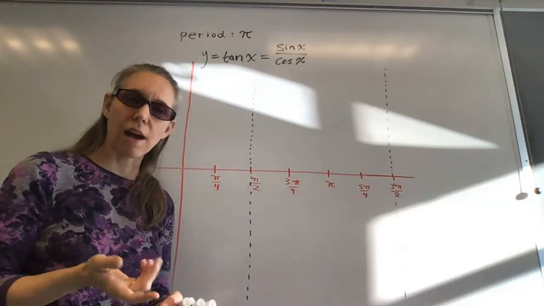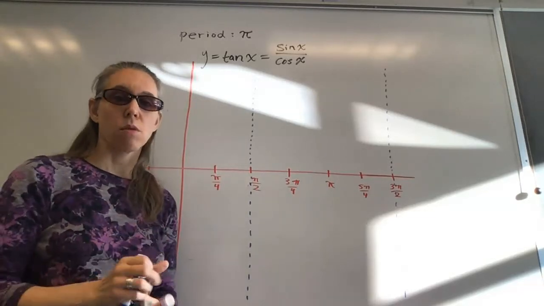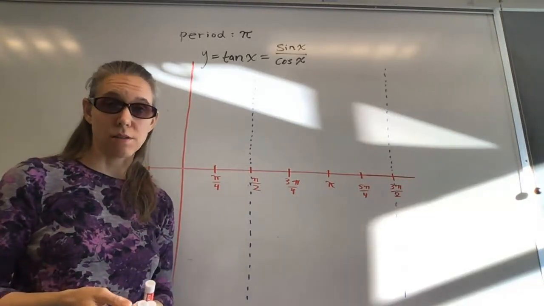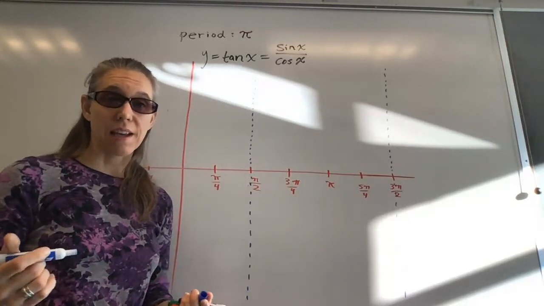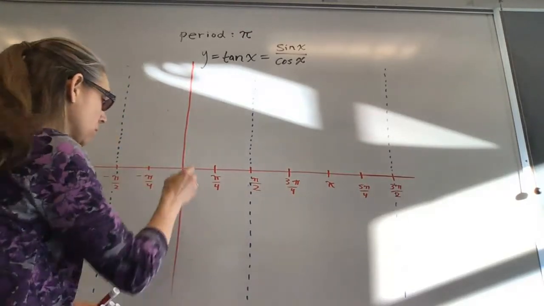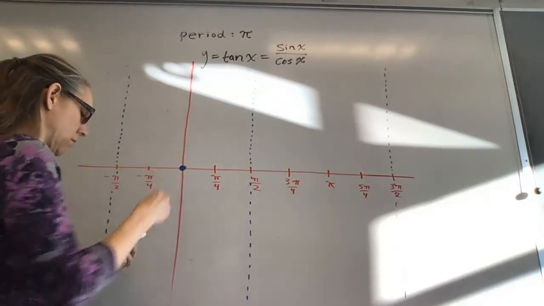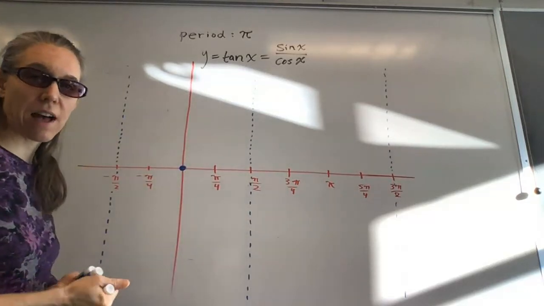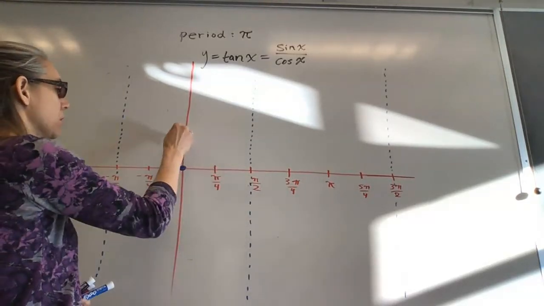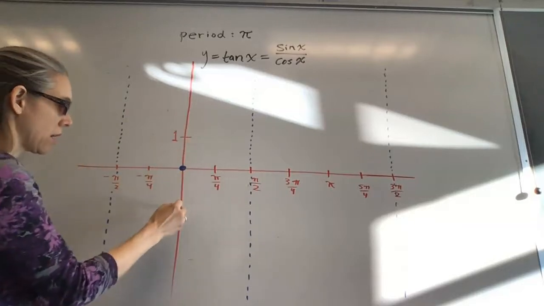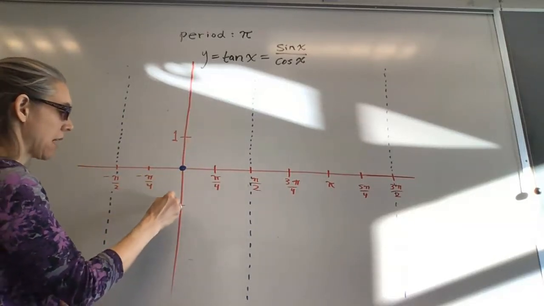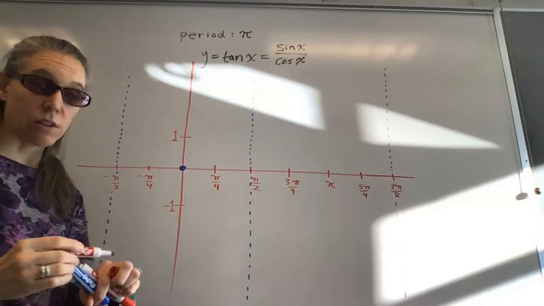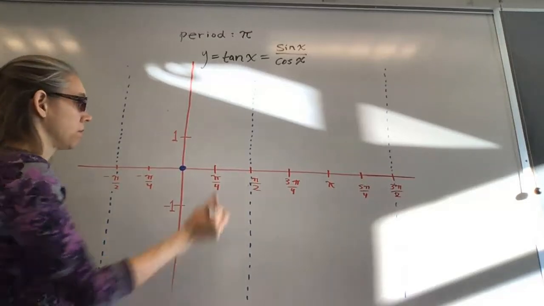So how do you graph a basic tangent graph? Well, first, we want to plot some points. So let's make the observation that at 0, tangent is equal to 0. Next, the value at pi fourths for tangent is 1, and at negative pi fourths, the value is negative 1. You can get all of these values from the unit circle.